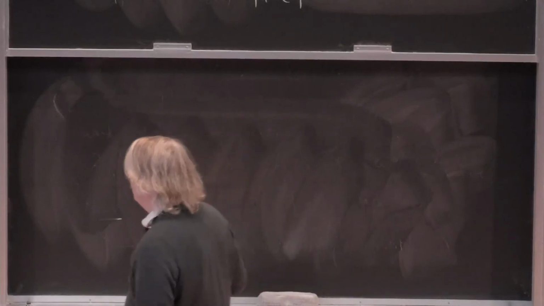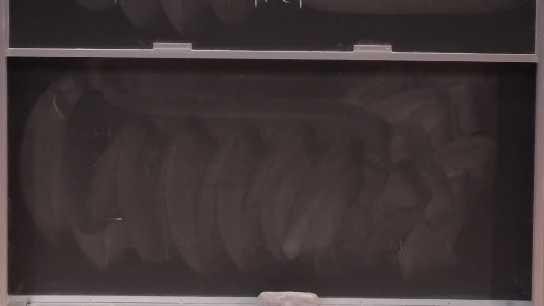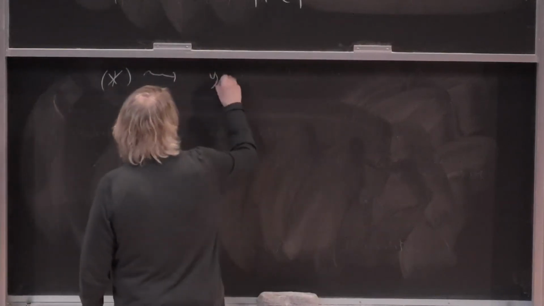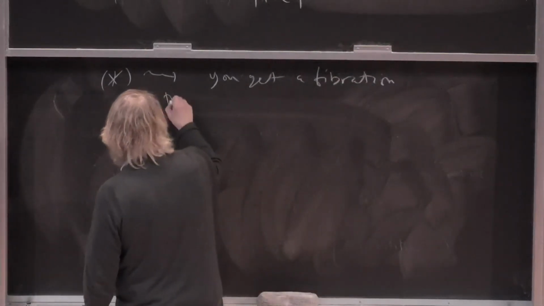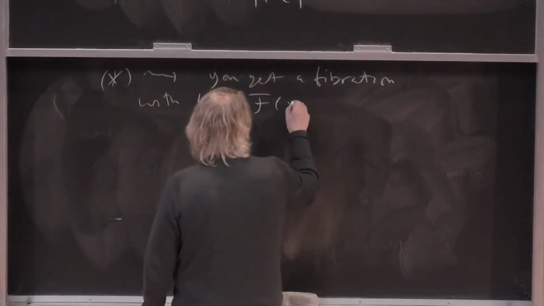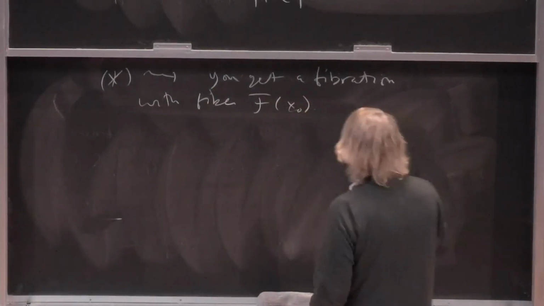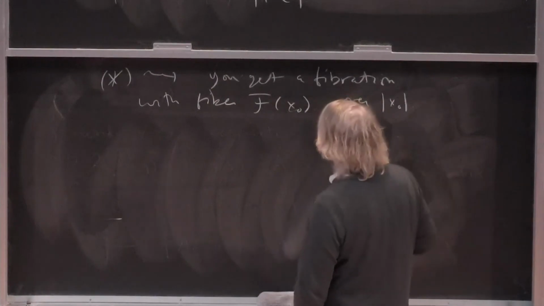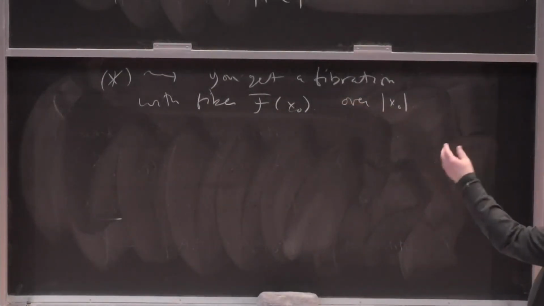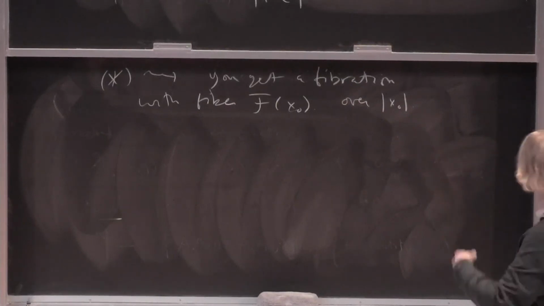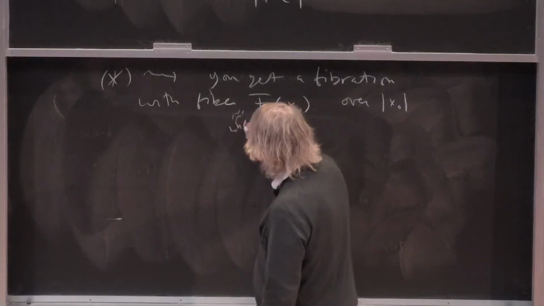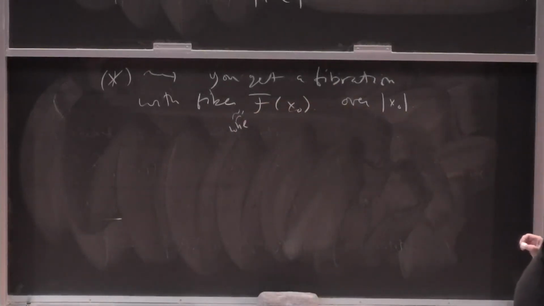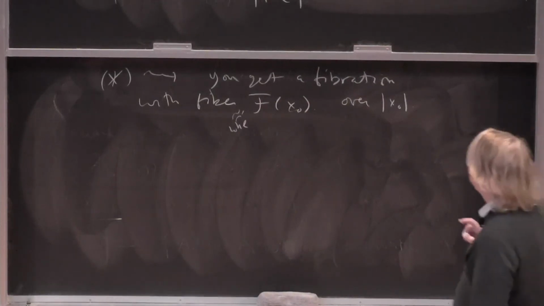But basically, this condition here is going to lead to the fact that you get a fibration with fiber f of x0 over the point. Every object of C gives you a zero simplex in the nerve, and that gives you a point in the realization. So over that point, the fiber is going to be weak homotopy equivalent to f of x0. We glue together these pieces.